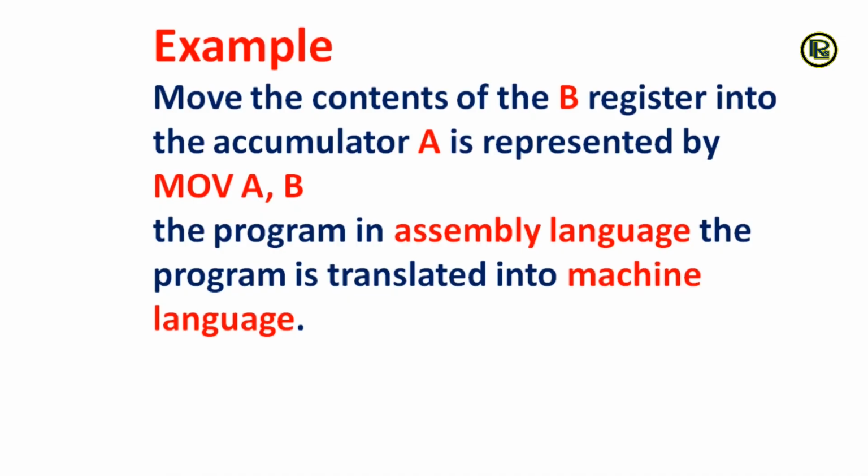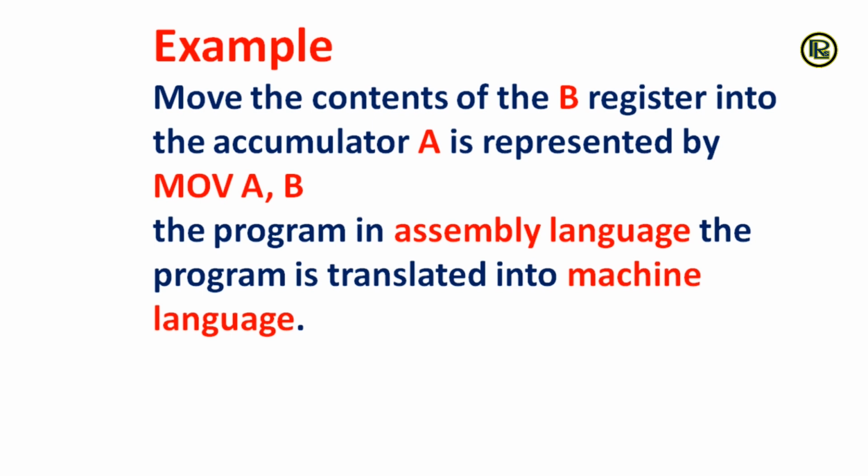That represents one operation to move certain data from one particular location to another particular location. And here once again we discuss with an example how the mnemonics are used and how the hex codes are written. Move the contents of the B register into the accumulator A is represented by the mnemonic MOV A, B.